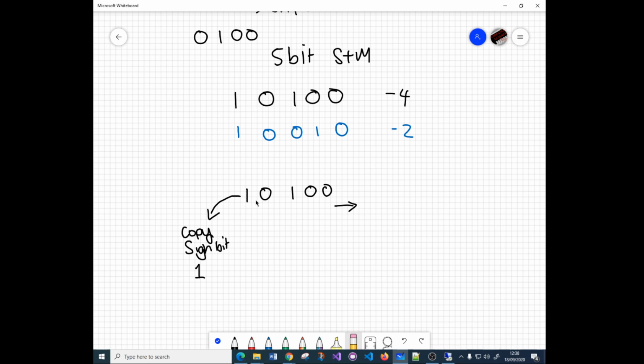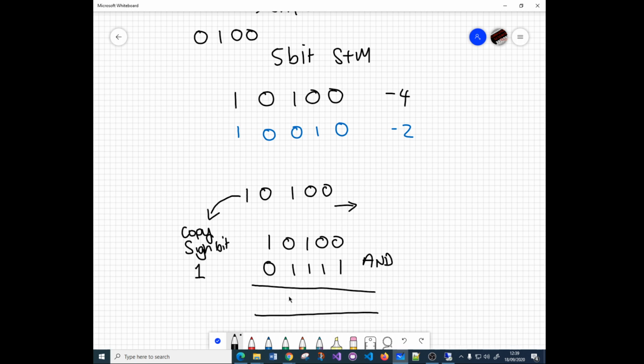To obliterate that, I'm going to write 1, 0, 1, 0, 0, and I'm going to AND it with this: 0, 1, 1, 1, 1.